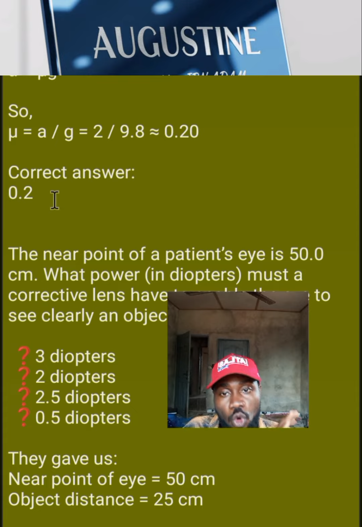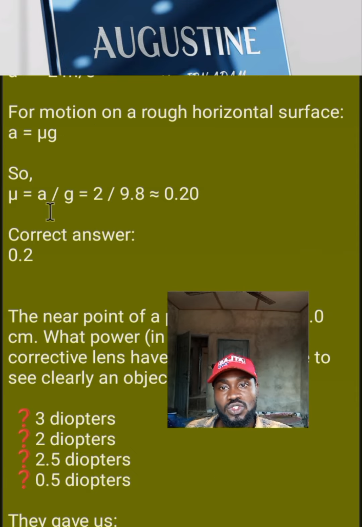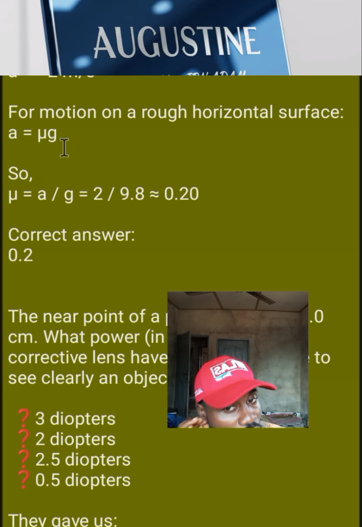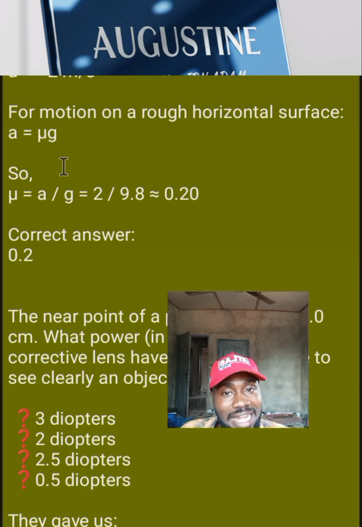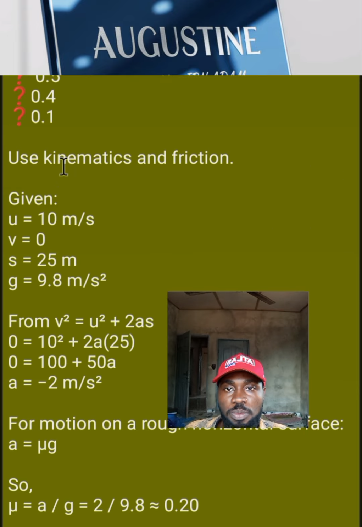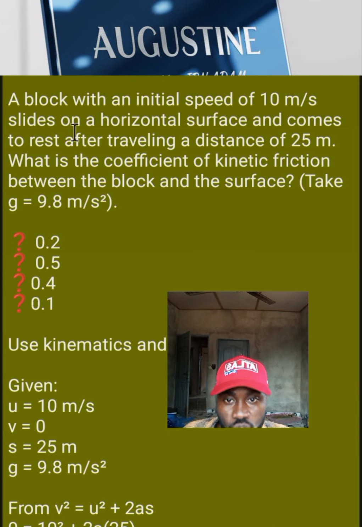That is the coefficient of kinetic friction. So see the formula here, for a horizontal surface. They also have vertical surface, and inclined plane. So let us look at the options. The first option is 0.2, second option 0.5, third option 0.4, fourth option 0.1. What is the answer? Drop the correct answer in the comment section.